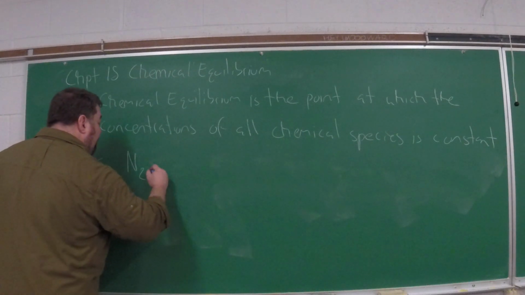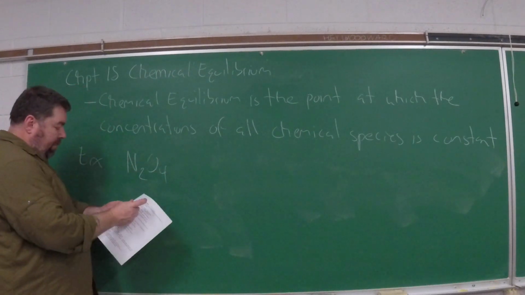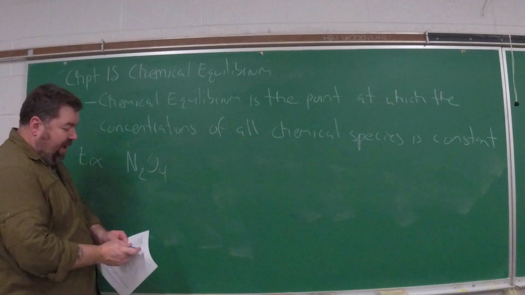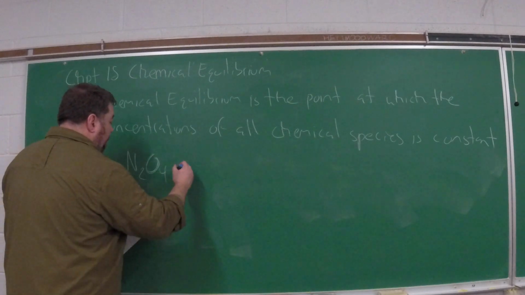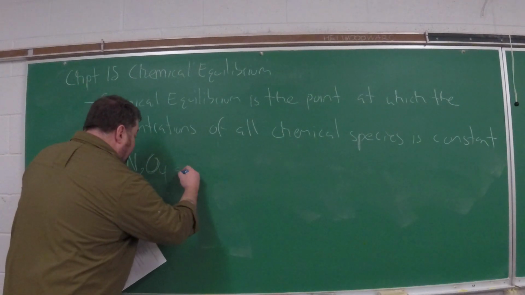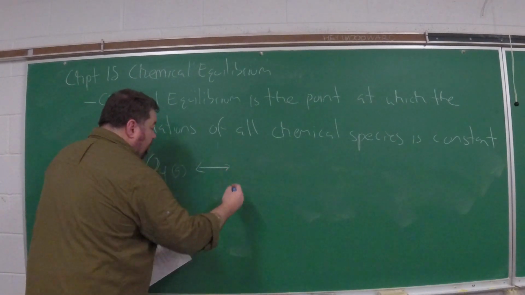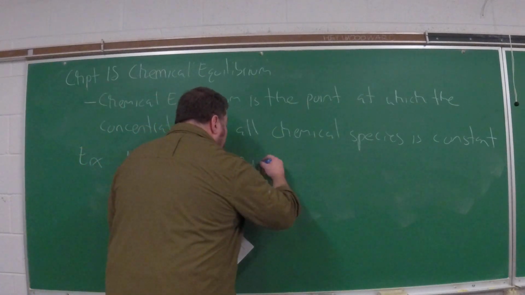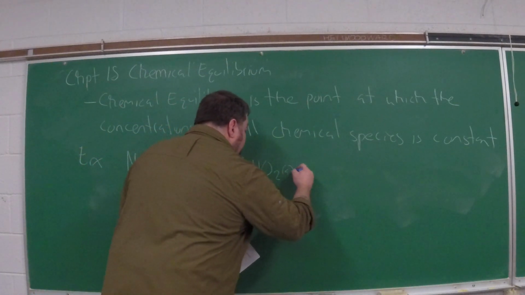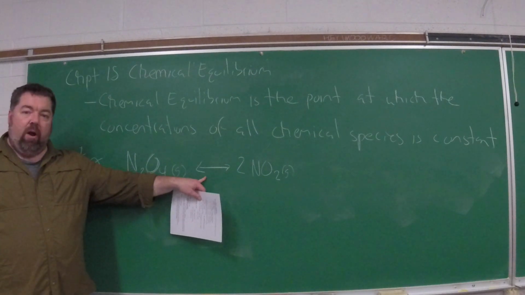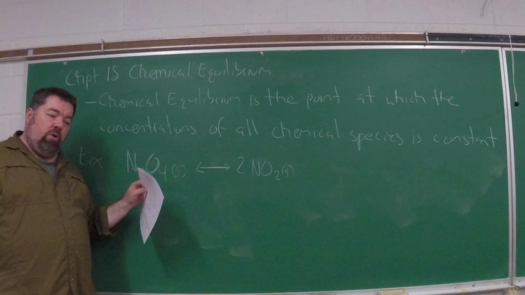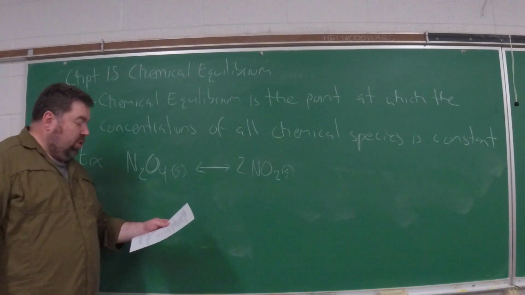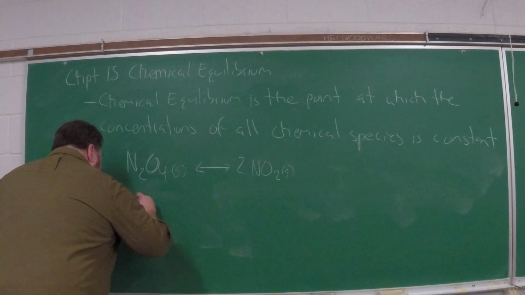Consider dinitrogen tetraoxide gas, N2O4, going reversibly to 2NO2 gas. Okay? A two-way arrow indicates reversibility, all right? So a reaction can go this way and a reaction can go that way. It's reversible. So let's take a look at the forward reaction alone.